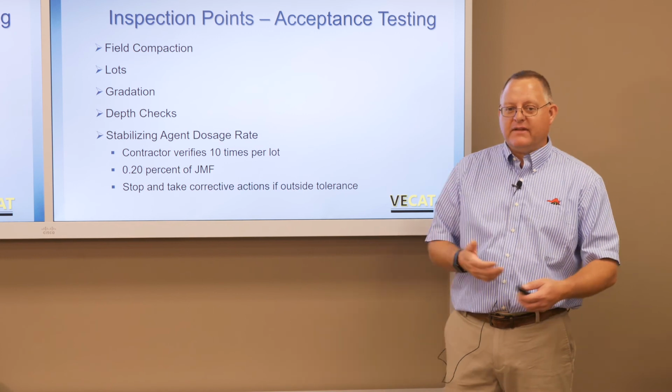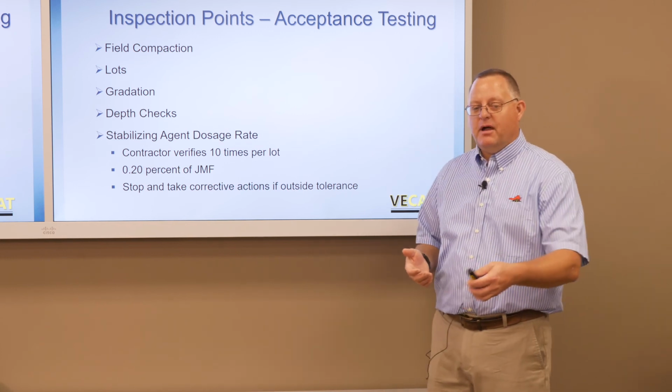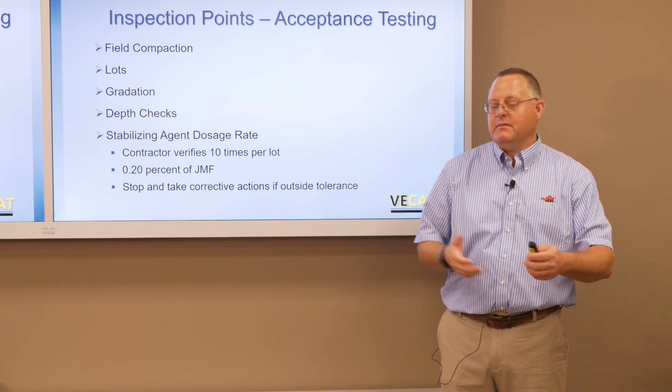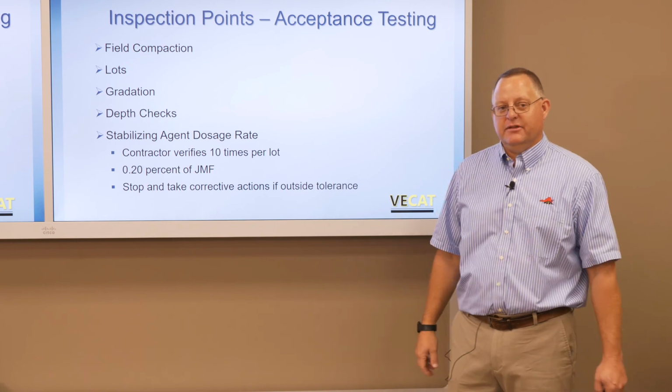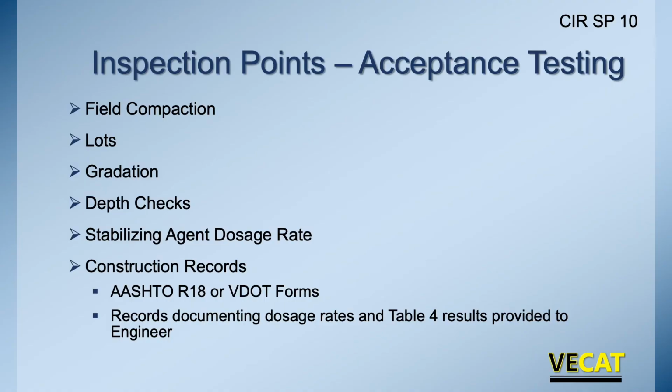Maybe something's gotten off calibration. Maybe there's a problem with the feed coming in from the nurse truck. Whatever it may be, once you catch it, you need to stop, take corrective actions before you proceed down the road. Construction records, so you've done all your inspection. Your construction records are either following AASHTO R18 or you're completing VDOT forms. You're recording dosage rates in the Table 4 results, and you're providing it all to the engineer. So the contractor's doing a lot of these things, the inspector's doing a lot of these things, all the material gets turned over to the engineer at the end of the day.